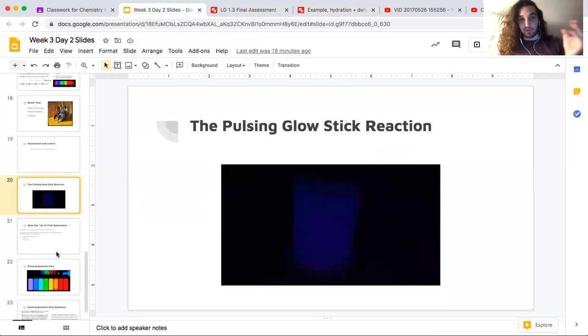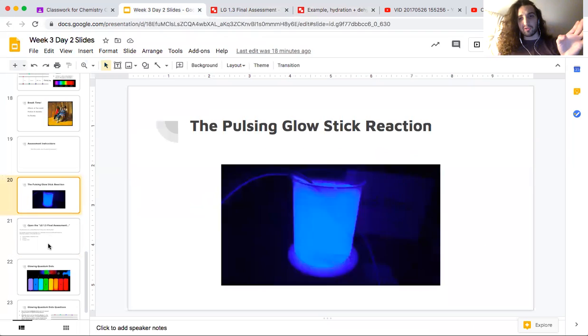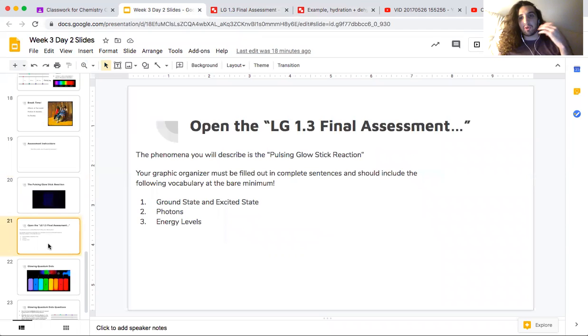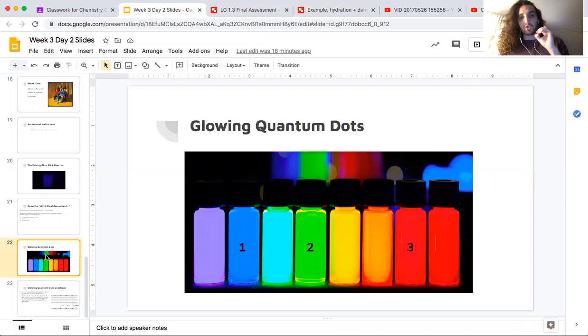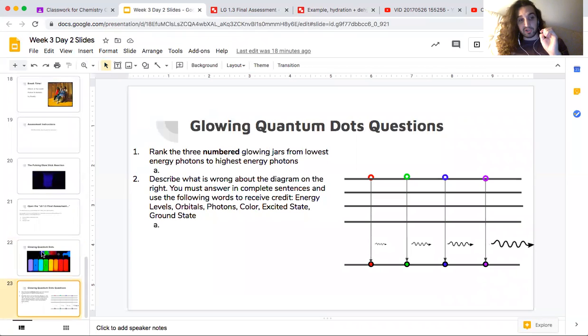So that's our first part of the assessment. That should take up the majority of the time for the assessment. That is probably going to be the long part of the assessment. The short part of the assessment is we're looking at these things called glowing quantum dots. This is actually a picture I took when I was in college. I made these. They're really cool. They're really fun. You can make them in any kind of color you could ever imagine. Pay attention to the numbers on the vials that I labeled here. 1, 2, and 3. Those are important for the first question that's on this slide right here.